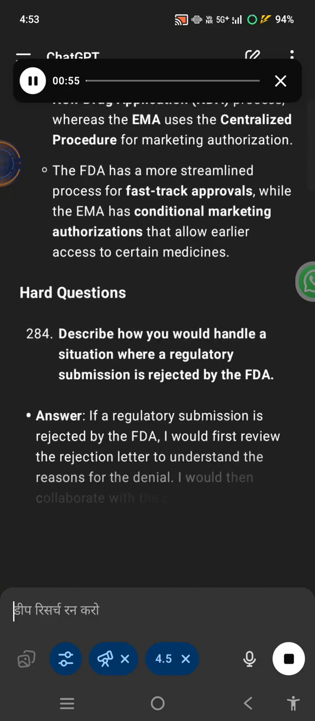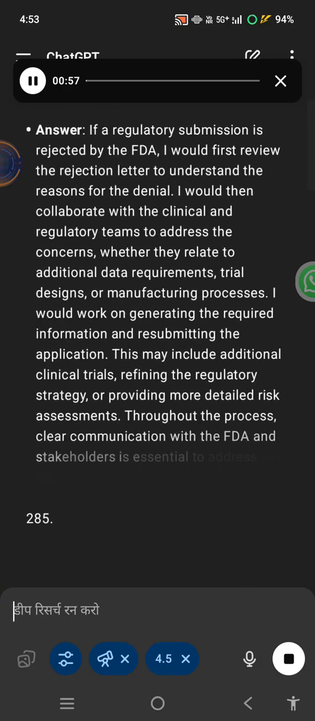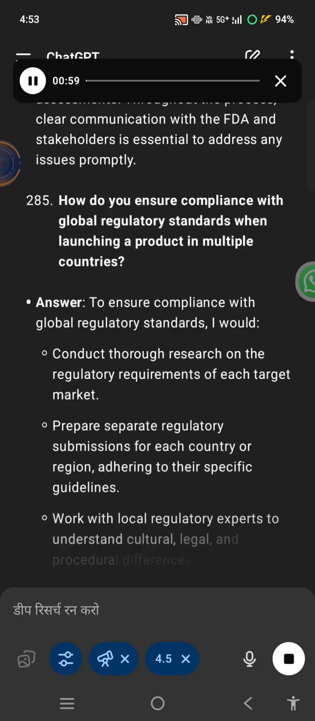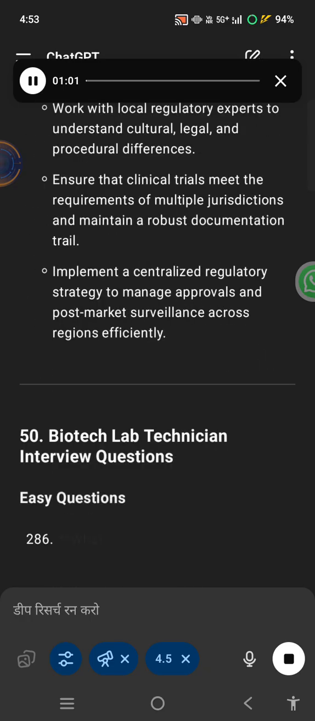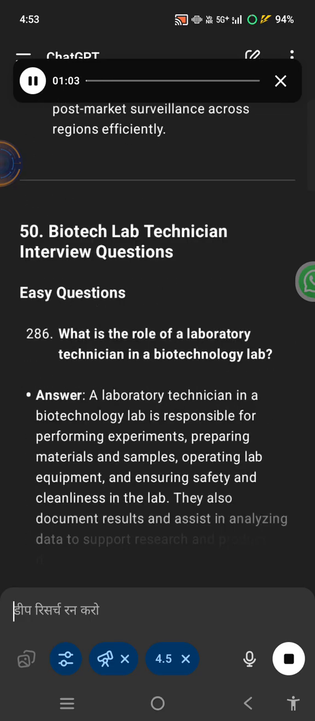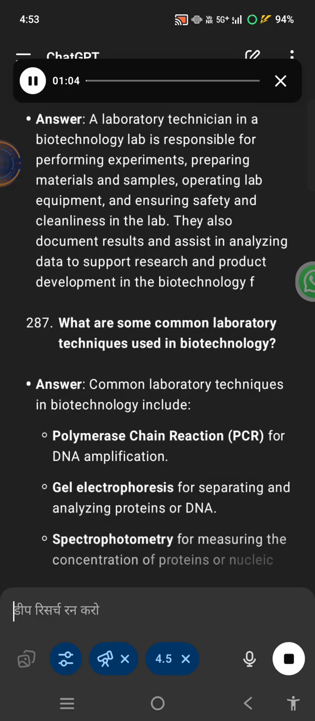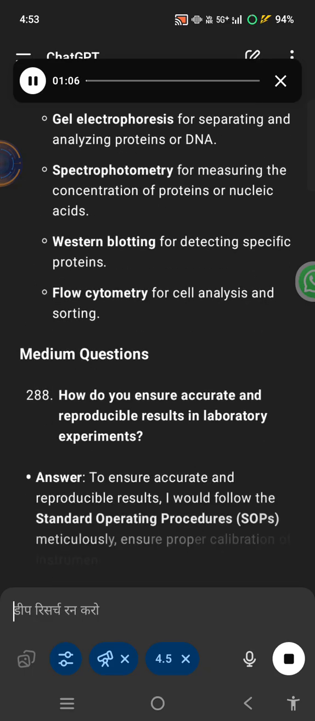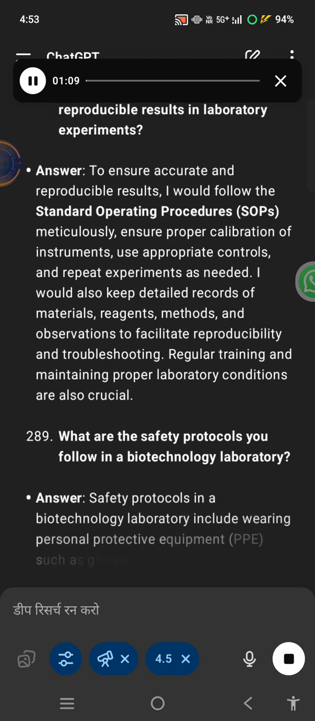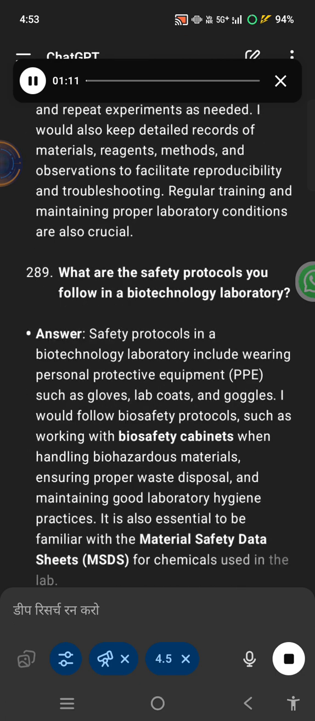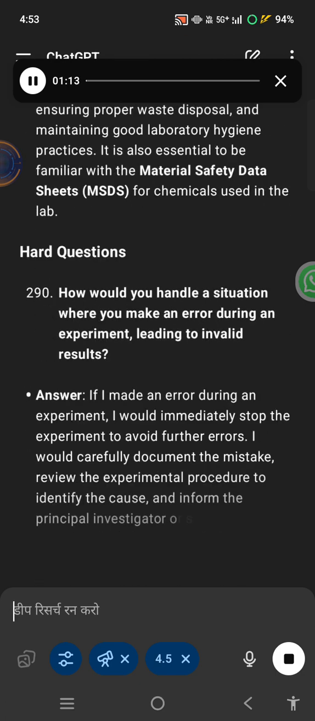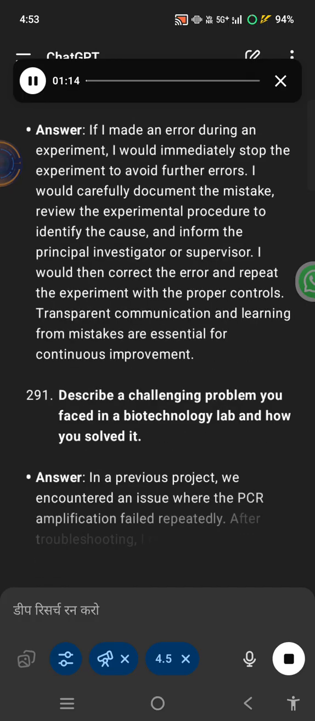Medium questions. 30. How do you ensure that all clinical trial protocols are followed during the study? Answer. I ensure protocols are followed by thoroughly reviewing the trial design and protocol with the study team, conducting regular training, and performing routine checks to confirm adherence to GCP, good clinical practice, and regulatory standards.